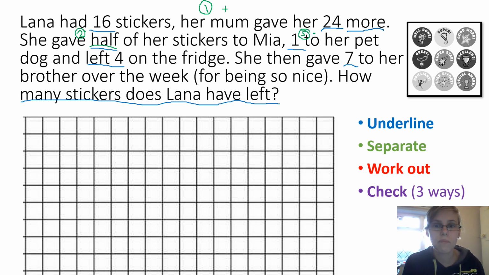And 4 over here is about taking away this 4 because she's left those 4 on the fridge. So they're gone. They're not hers. And then 5 is going to be the 7 that go to her brother. Although it's very nice of her to say that it was for him being so nice, we don't need to know that fact. So we just need to remember that for 5 we are taking away that 7. That is a takeaway symbol, sorry.